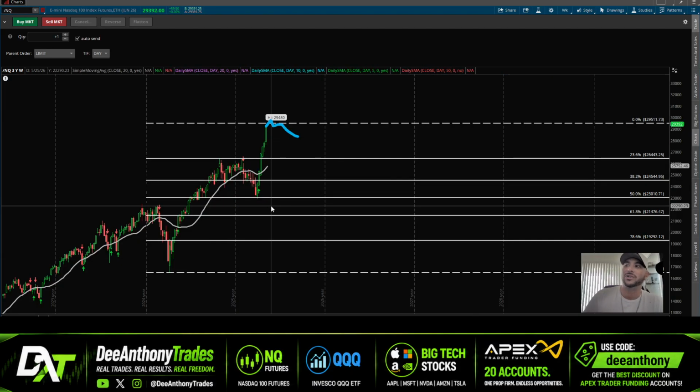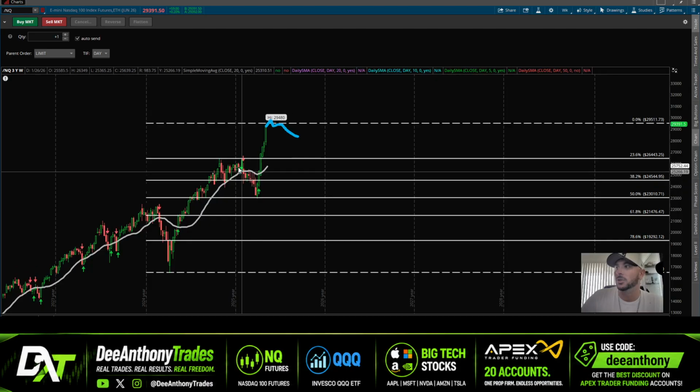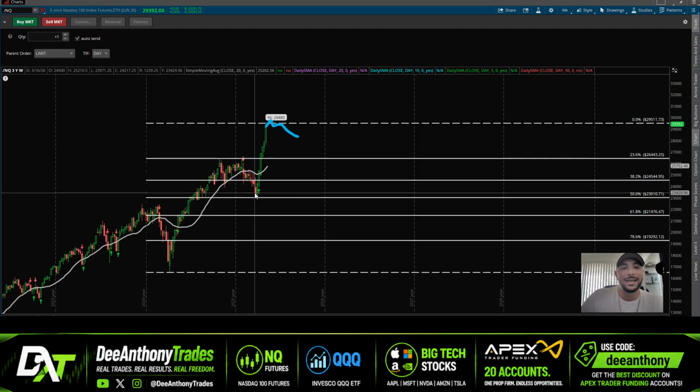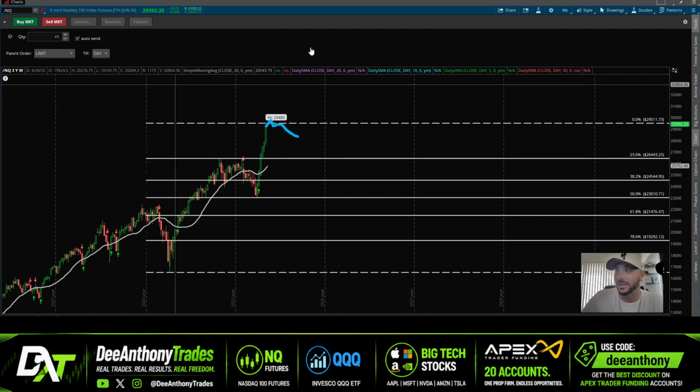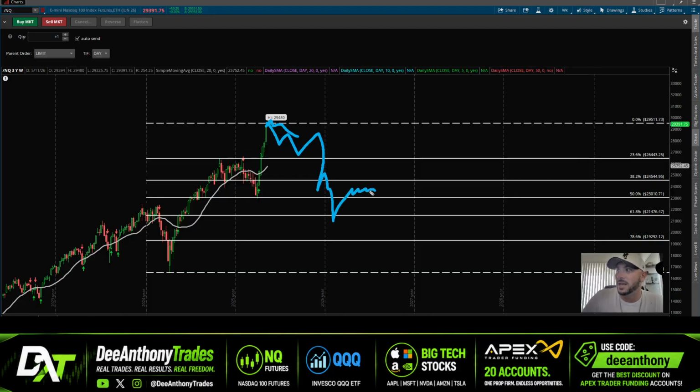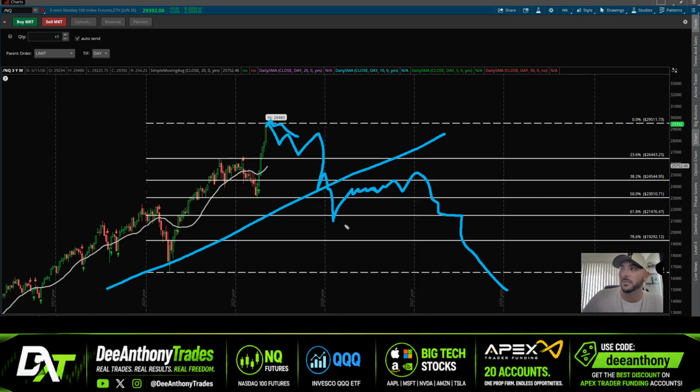The structure here is not actually broken until we lose that 9-10% dip that we had in the middle of March. We would need to close below 23,000, and then you would need to see something like this, where the market does this, makes a bounce, and then gets stalled out somewhere here. That would pretty much be a break of structure.